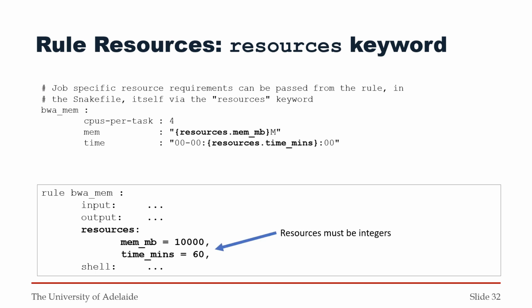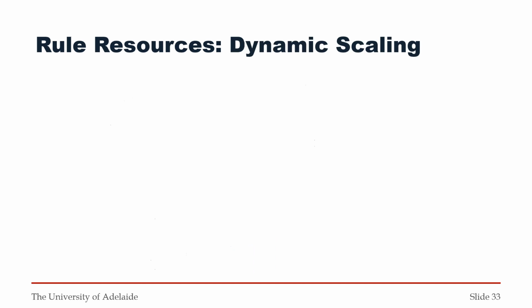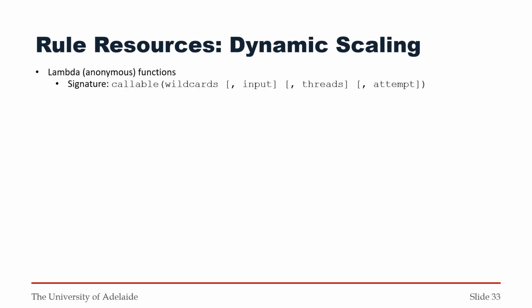One thing to note is that these must be integers as well, and that's important when it comes to the next step, which is trying to scale these values for the runs. Snakemake can make use of Python lambda functions or anonymous functions. They have a particular signature, so when you call them, they have to have wildcards there, but can optionally have input, threads, and attempt. And I'll explain these just in a moment.